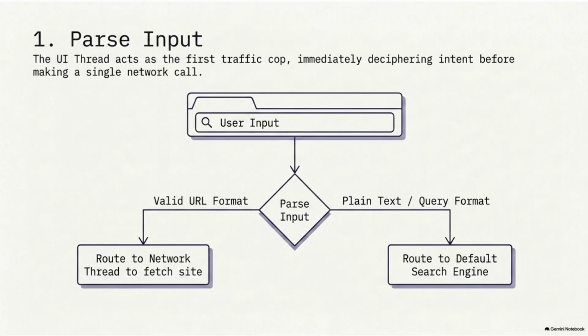So in the first step, it will parse the input. The user will give the URL, then it will parse the input. If this is a valid URL format, it will route to the network thread to fetch the site. That means it will go to the network process. And if it's plain text or a query format, it will route to the default search engine, like Google or whatever default search engine you have set.